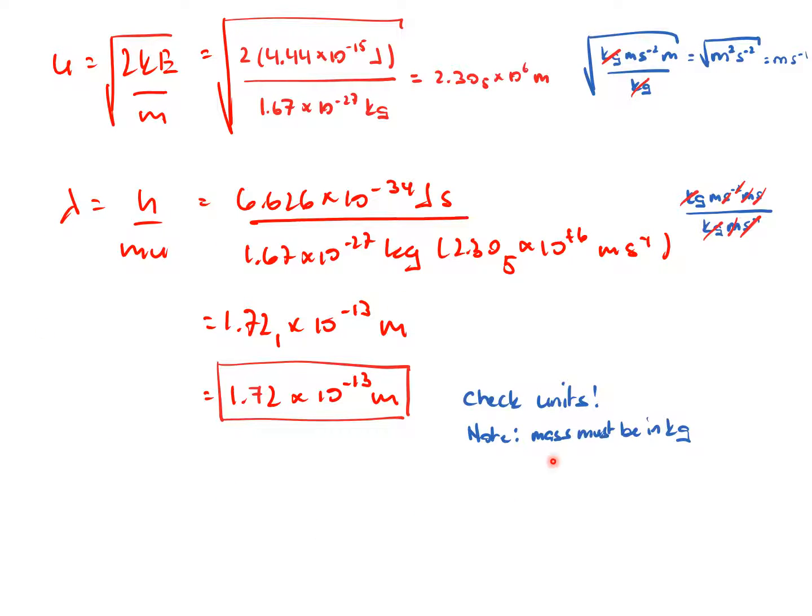And finally, it's important to remember that the mass of the proton, in this case, must be converted to kilograms. So you might remember that the mass we were given for the proton was originally specified in grams, and we have to convert this to kilograms in order for the units to work out.